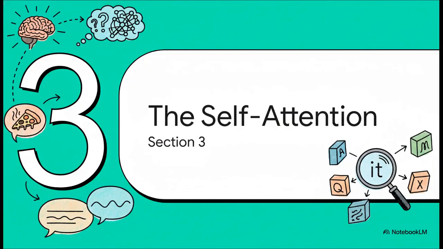All right, now we get to the real heart of it. We have numbers that represent words, and we have numbers that represent their positions. But how does a model solve for ambiguity? How does it figure out that when you say the pizza was hot and it tasted great, the word it refers to the pizza, not the heat?